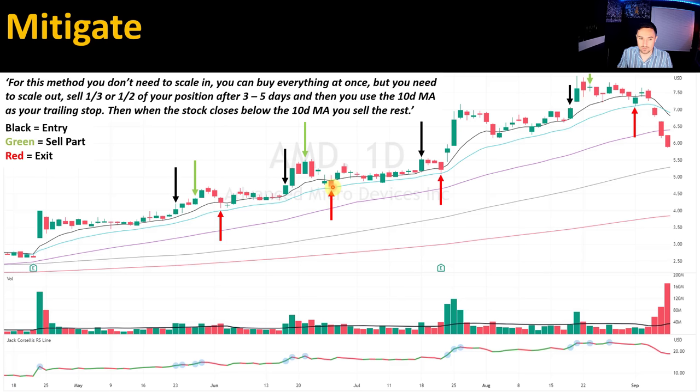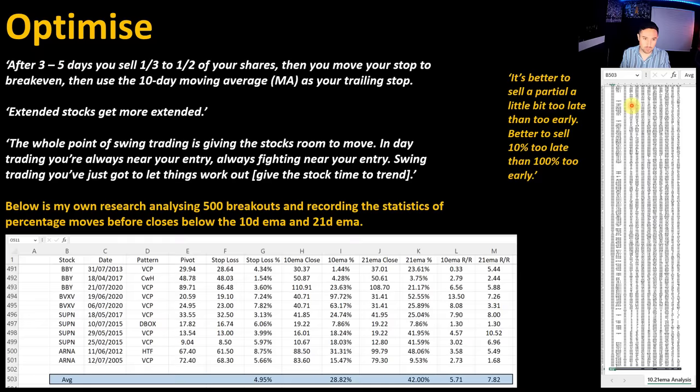Here's the entry, and then you get stopped out here. Then it makes a big move. Here's the entry. Here's where you sell at 3 to 5 days, and then here's where you get stopped out. Hopefully that's given you a little bit of an example. Hopefully it's a bit common sense as well.